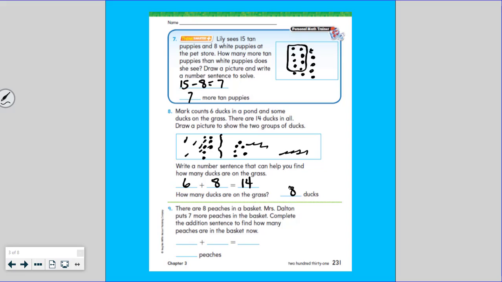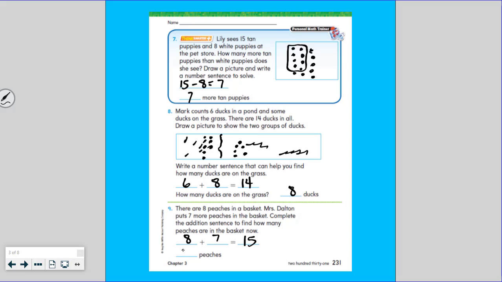Number 9, there are 8 peaches in a basket. Mrs. Dalton put 7 more peaches in the basket. Complete the addition sentence to find how many peaches are in the basket now. So you're going to solve here, and then put your answer here. So pause your video and work through that one. Okay, so there's 8 peaches in the basket. Mrs. Dalton put 7 more peaches in the basket. How many peaches are in the basket now? Well, 8 plus 8 equals 16, and then 1 less equals 15. So 8 plus 7 equals 15.